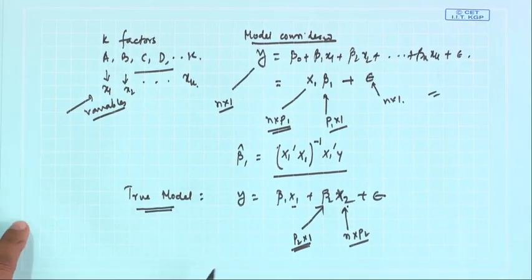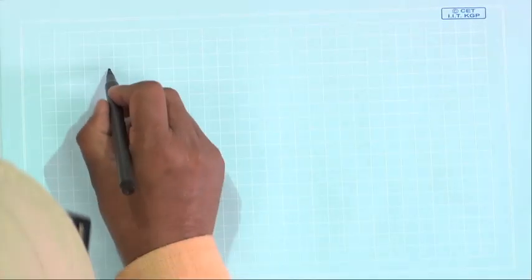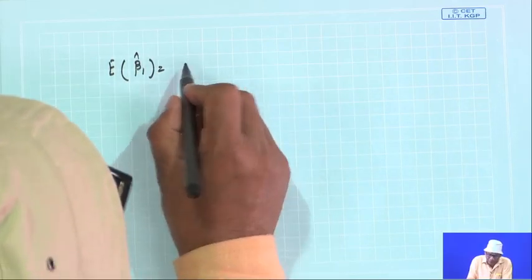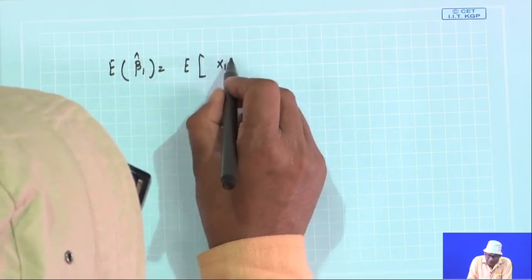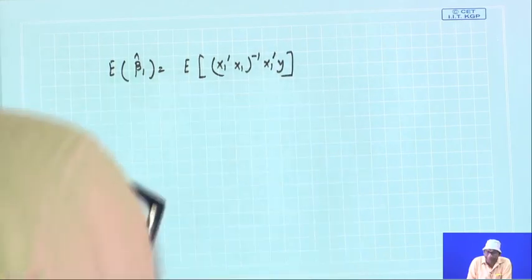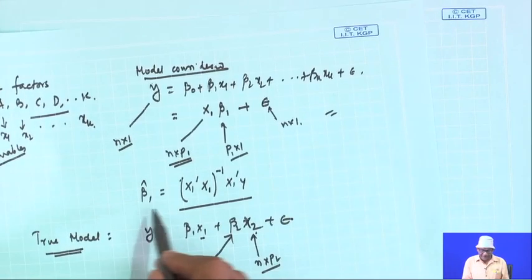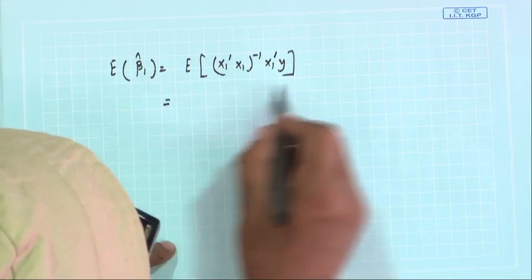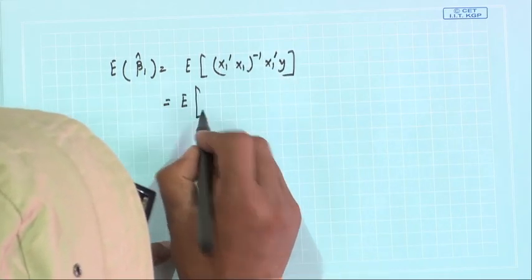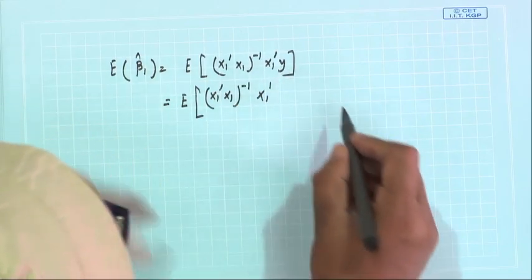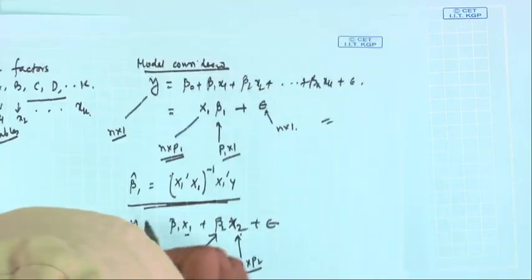If this is true, what will happen then? What will happen to the expected value of beta 1 cap? You all know it will be the expected value of x 1 transpose x 1 inverse x 1 transpose y, because beta cap is this. If you write this further, it will be x 1 transpose x 1 inverse x 1 transpose times the true value of y. The true model for y is this.